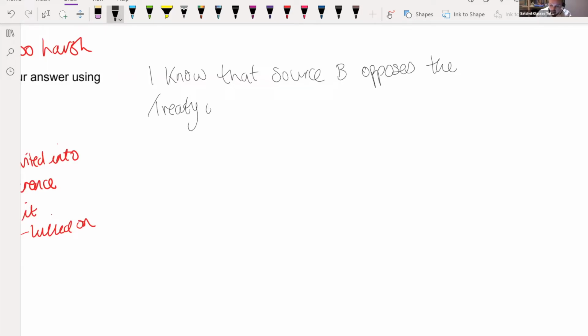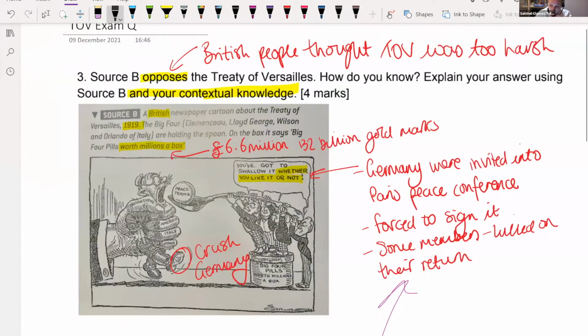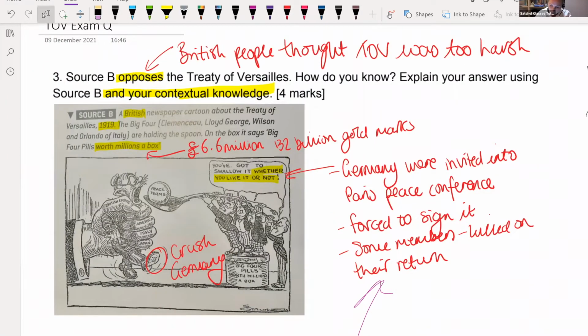the Treaty of Versailles. Now, if you're going to abbreviate, that's absolutely fine, but you need to write it in full the first time, and then in brackets write TOV, and then from then on you can reference it as TOV because it shows that you know that it's the Treaty of Versailles. The Treaty of Versailles, because I'm going to use this point about Germany not being invited, that should say not invited. Germany was not invited to the Paris Peace Conference.